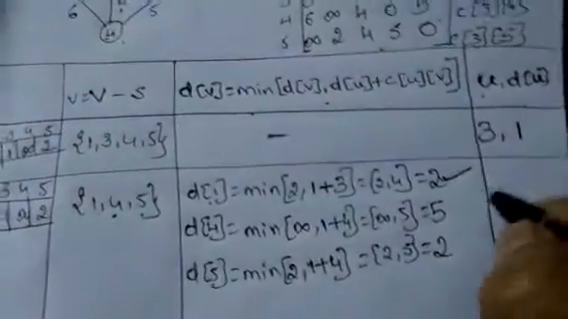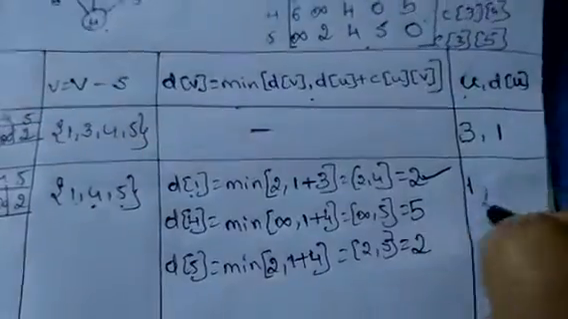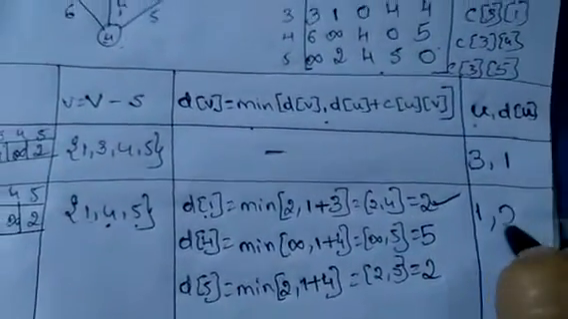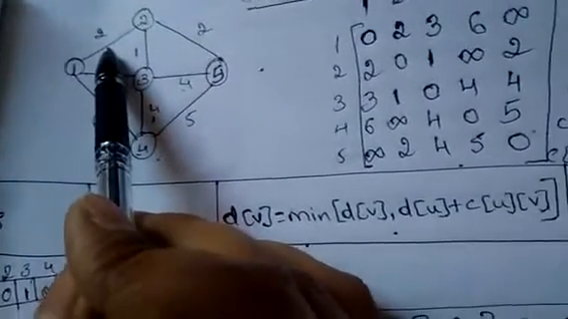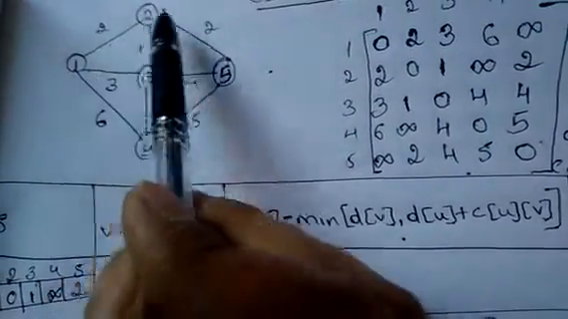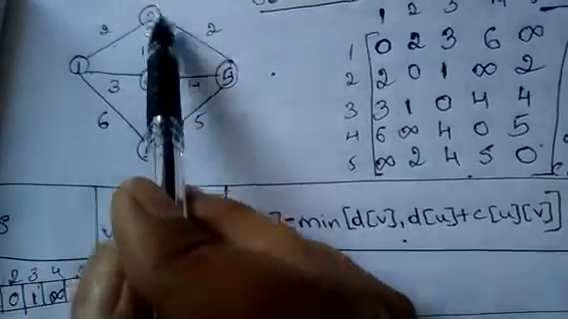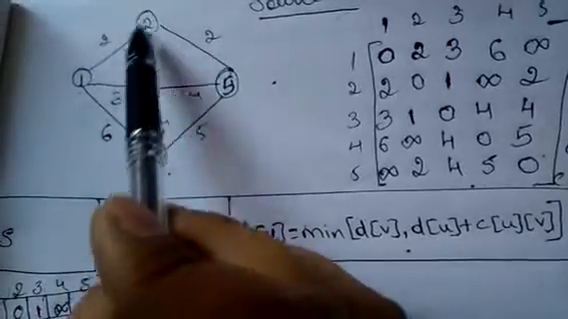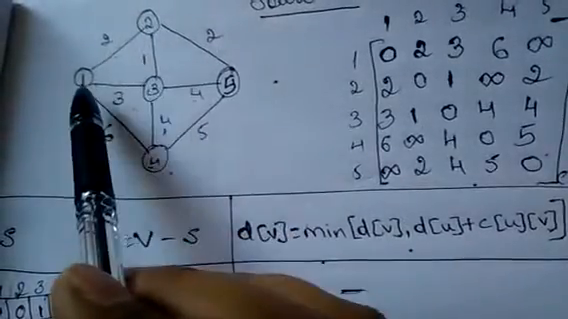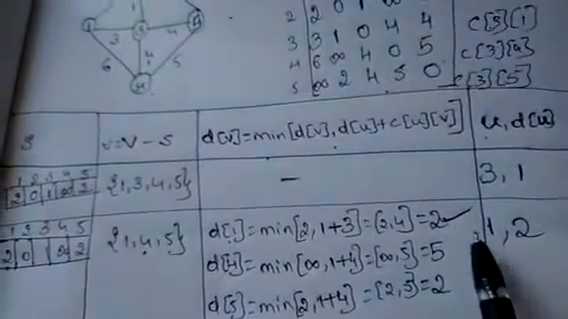2 to 1. The next vertex I'm taking is 1. Weight is what? 2. You just check here. 2 to 1. It is 2. I have just checked through all the things. From 2 to 3 I have checked. 2 to 3, 3 to 4 I have checked. 2 to 5 I have checked. But this is minimum. 2 to 1 direct connection is minimum. So I have taken 1, 2. 2 to 1, the weight is 2.